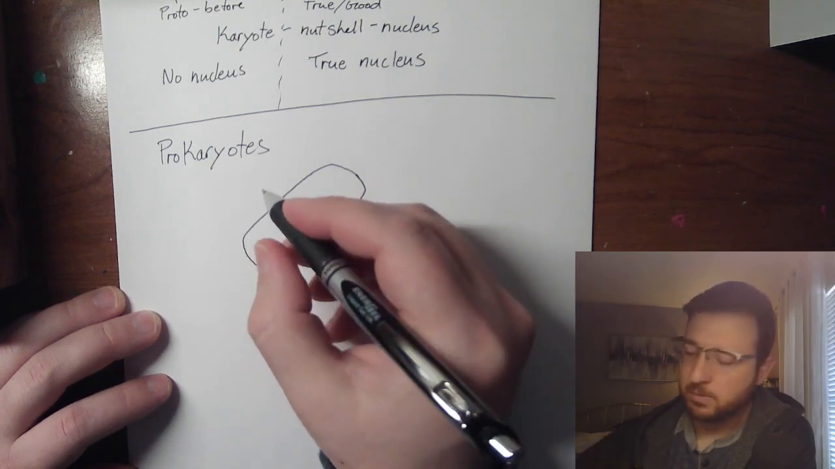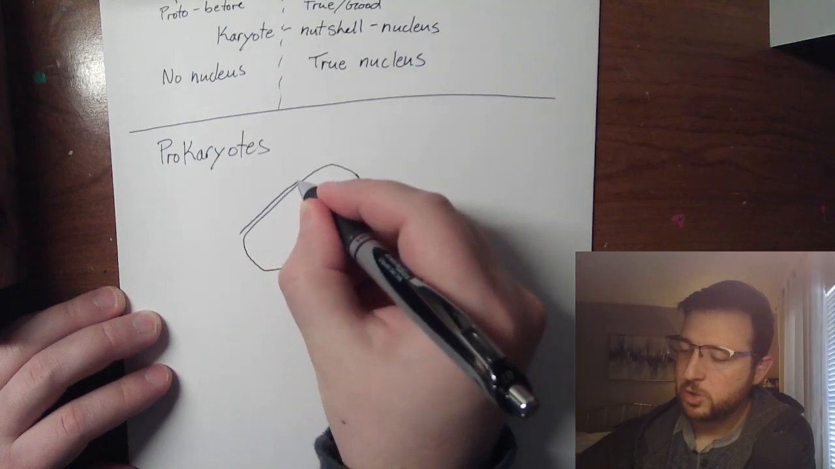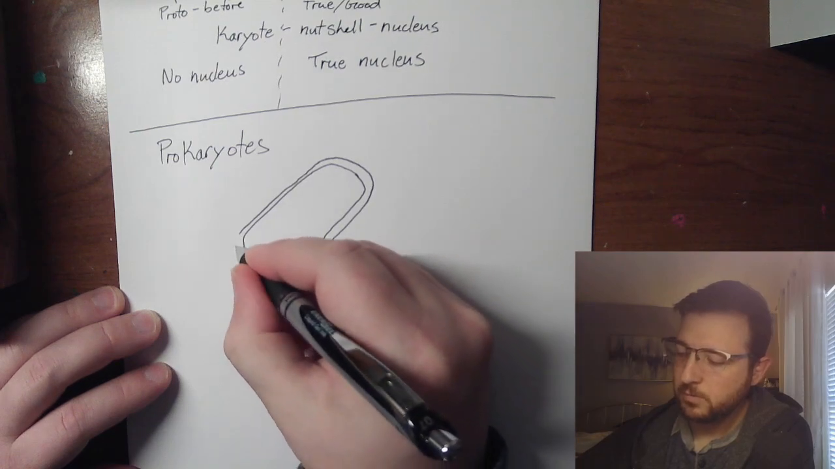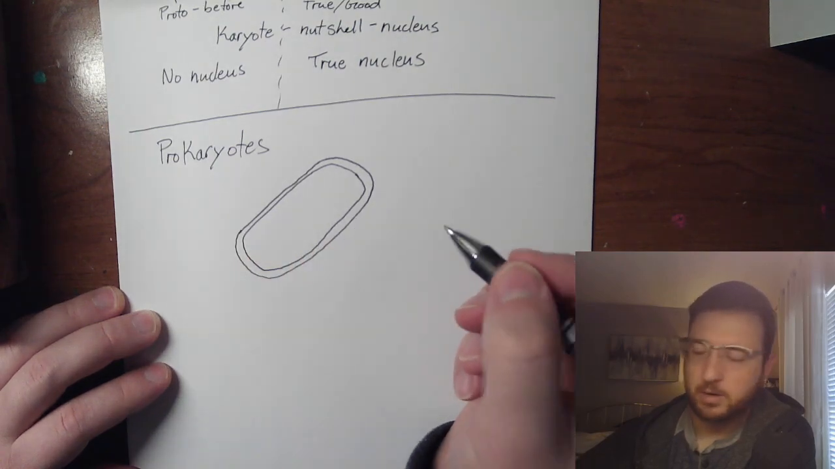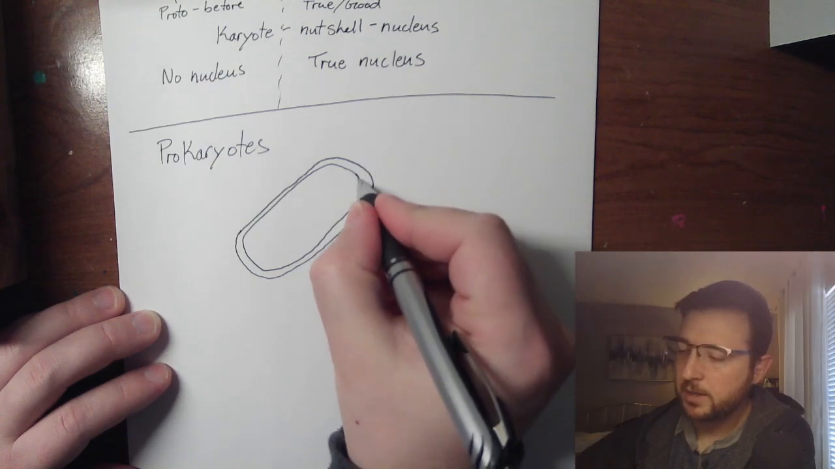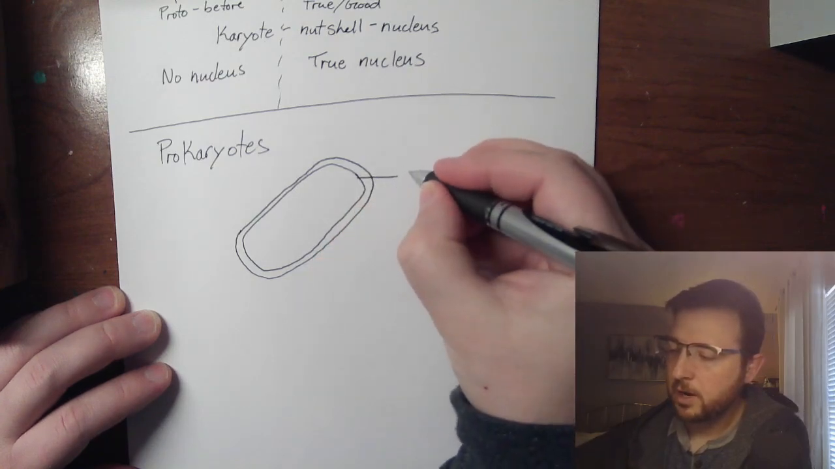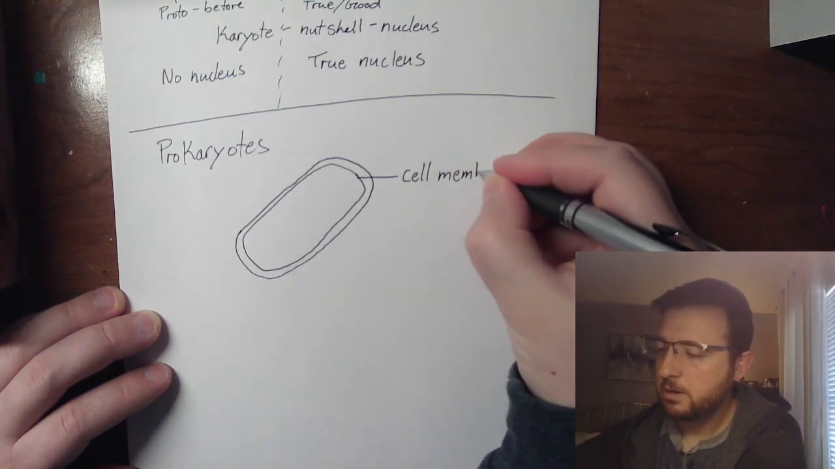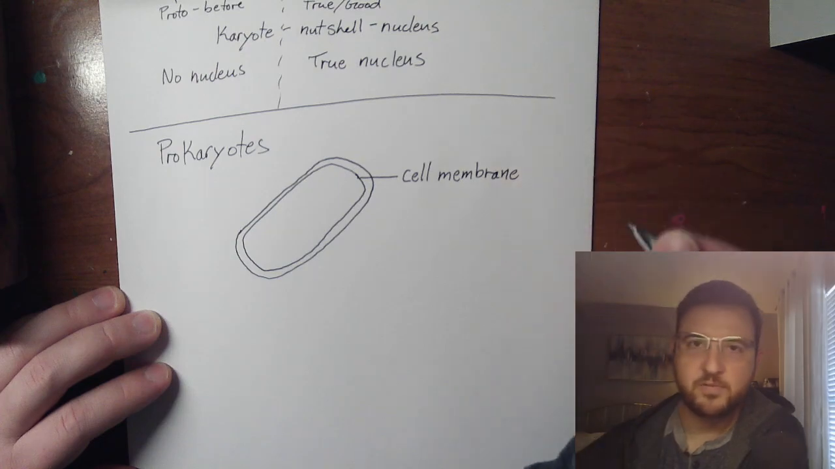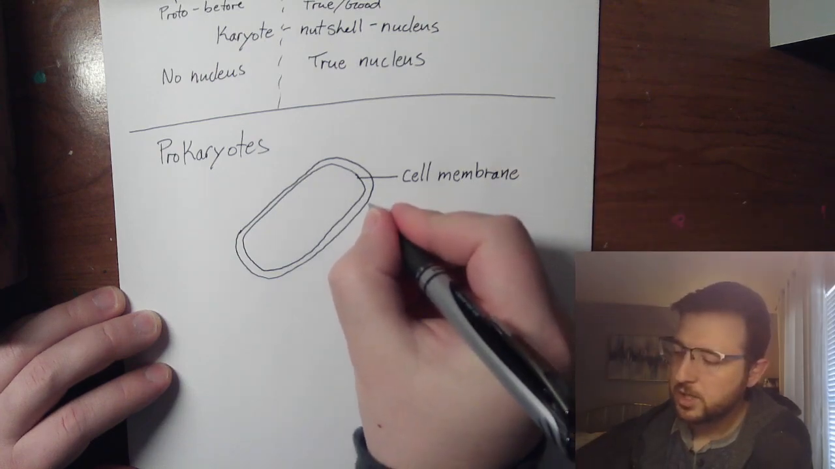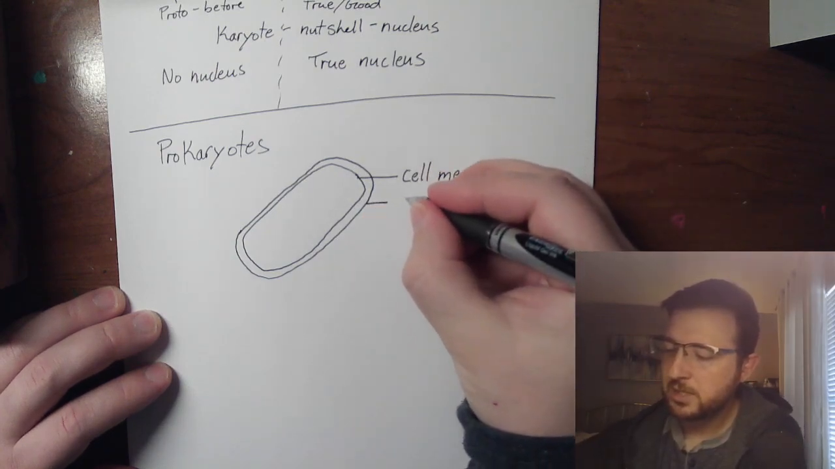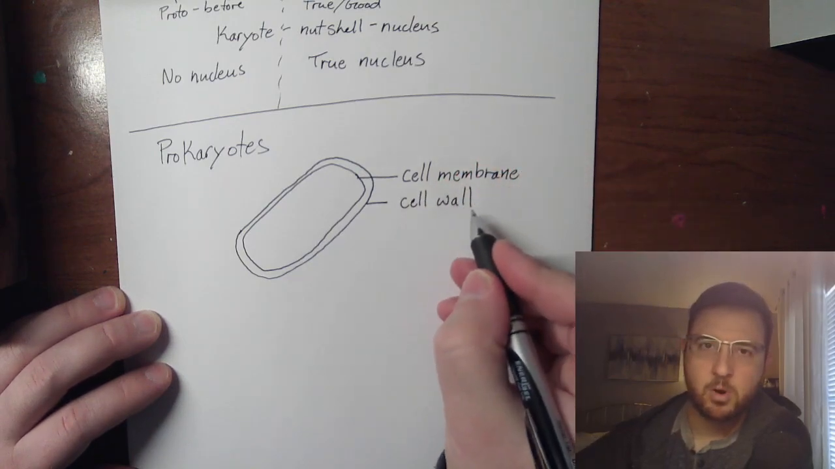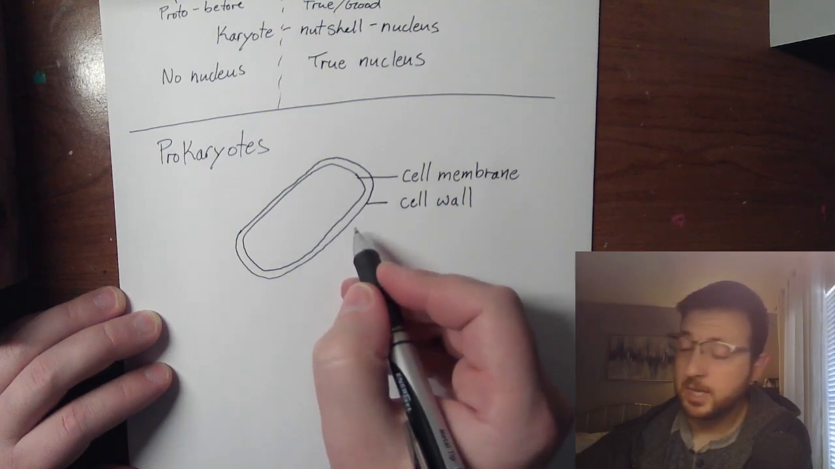Just outside of the cell membrane is the cell wall. So draw another line going around your oval, just like that. Okay, this is the cell wall. We'll go ahead and label them really quickly. We've got our cell membrane, which defines where the cell is. And just outside of the cell membrane is the cell wall. This cell wall says where the cell begins and ends.